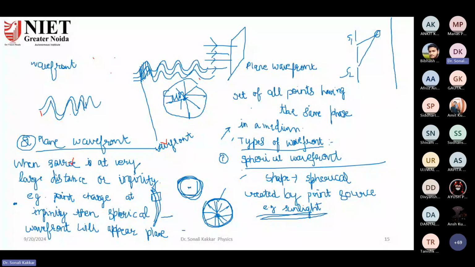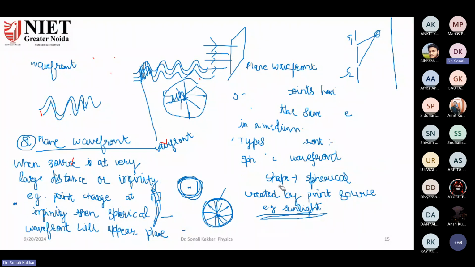Let me know when you finish writing this down. Okay? Noted, ma'am. So should I move to the next, third type? Yes, ma'am. So what is the third type which is left?